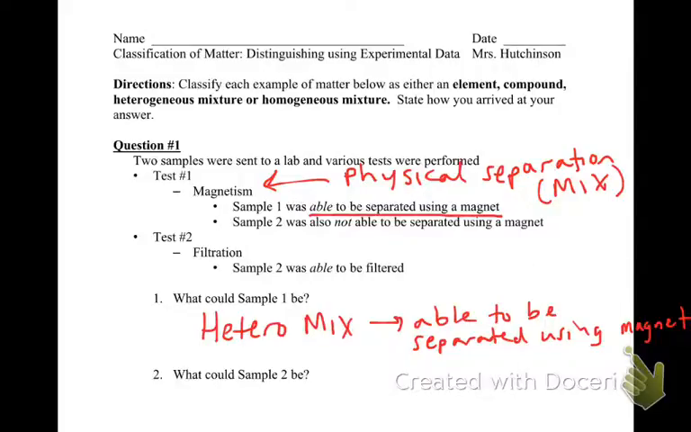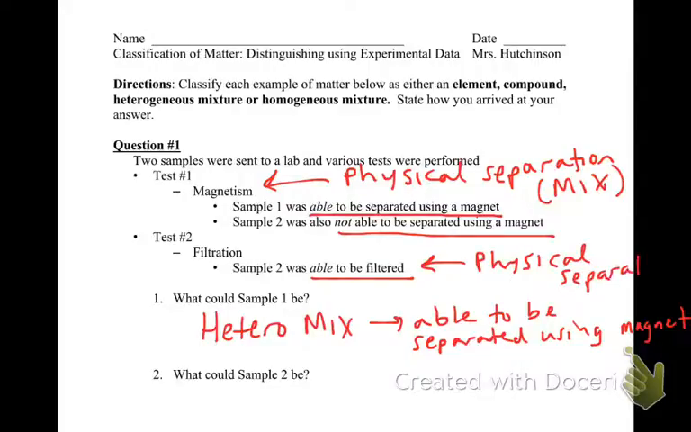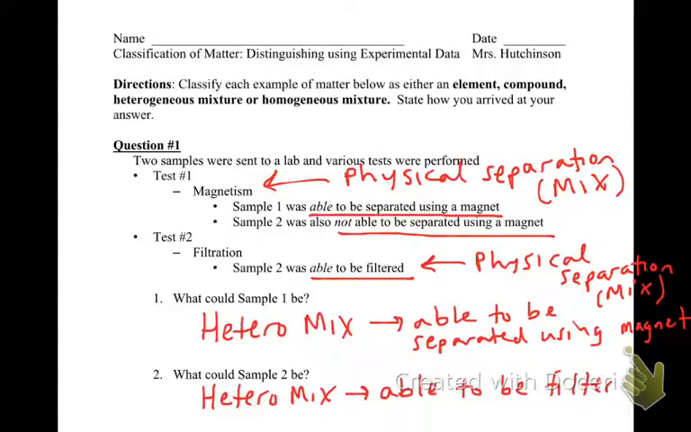Sample 2, it was not able to be separated using a magnet. Okay, so it doesn't really tell us all that much, but it does tell us later on that sample 2 was able to be filtered. That is again another physical separation. The only type of mixture that can undergo this type of physical separation is a heterogeneous mixture. So in this instance, both of our examples turn out to be heterogeneous mixtures. Different heterogeneous mixtures, but heterogeneous mixtures nonetheless.